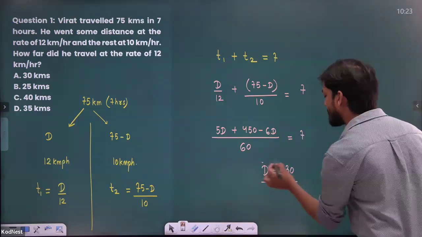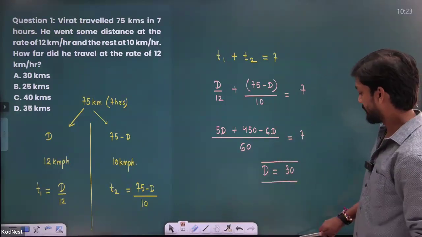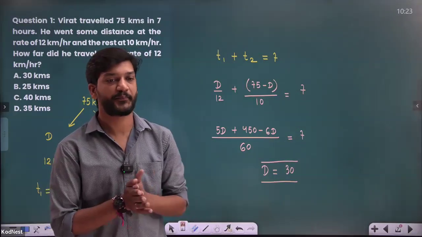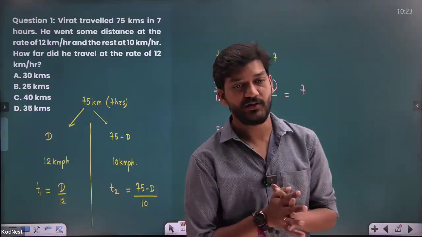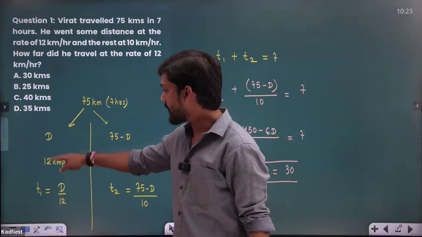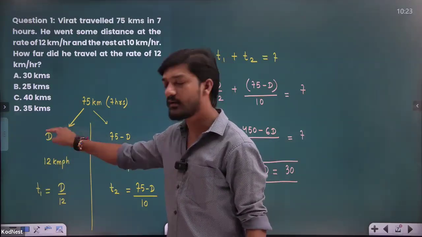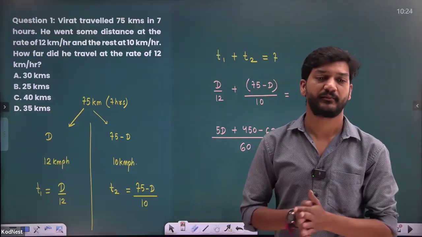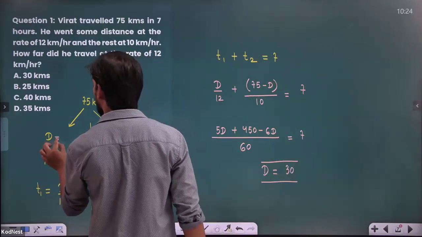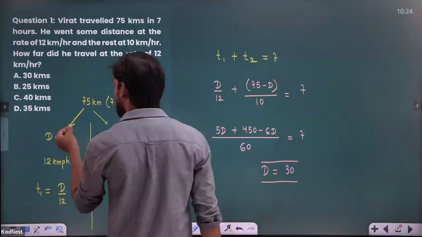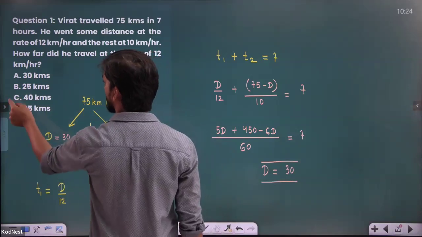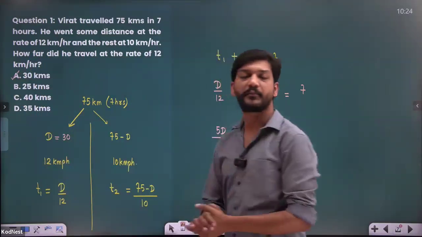Now check please. Is 30 your answer? The question says how much distance he has traveled at a speed of 12 kmph. So is the distance D the answer? So yes, it is the answer. Distance D equal to 30. And what is the meaning of 30? 30 kilometers he has traveled at 12 kmph. So option 30 is correct.